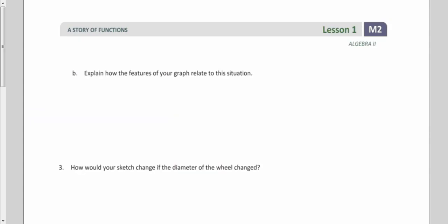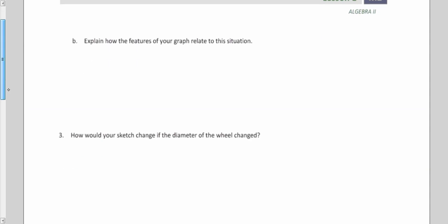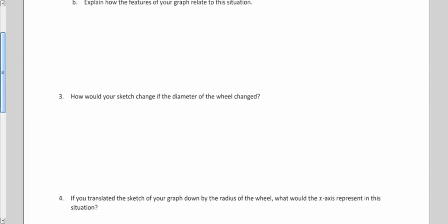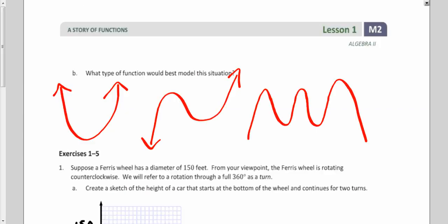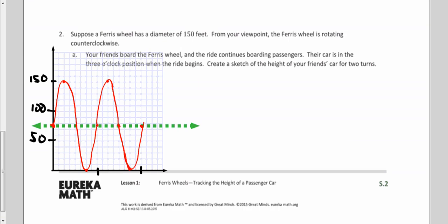Now, this one I do want us to answer. Number 3. How would this sketch change if the diameter of the wheel changed? How would this sketch change if the diameter of the wheel changed?